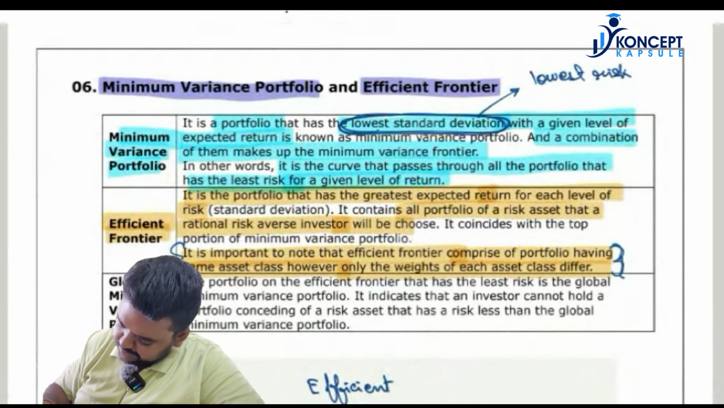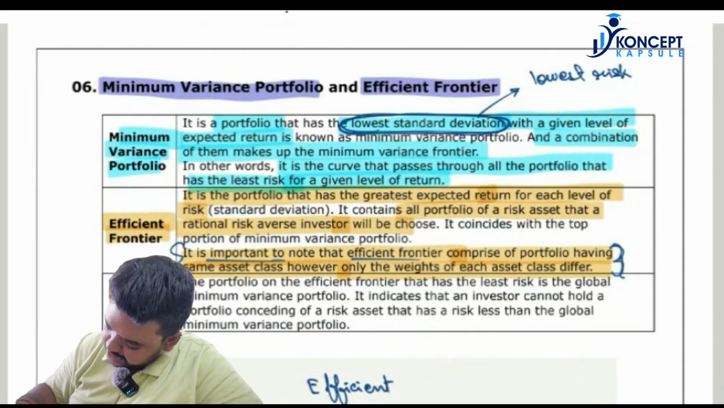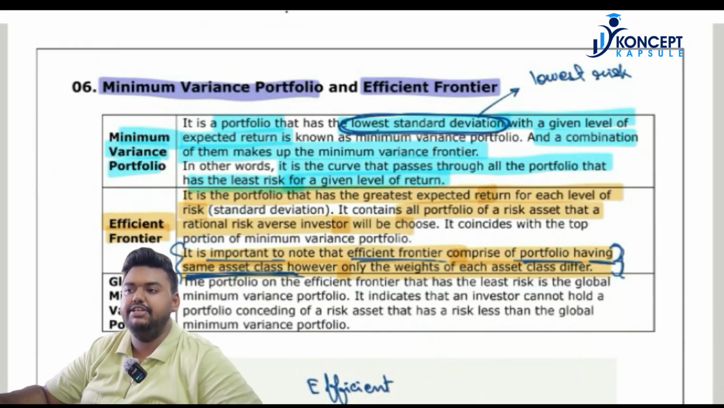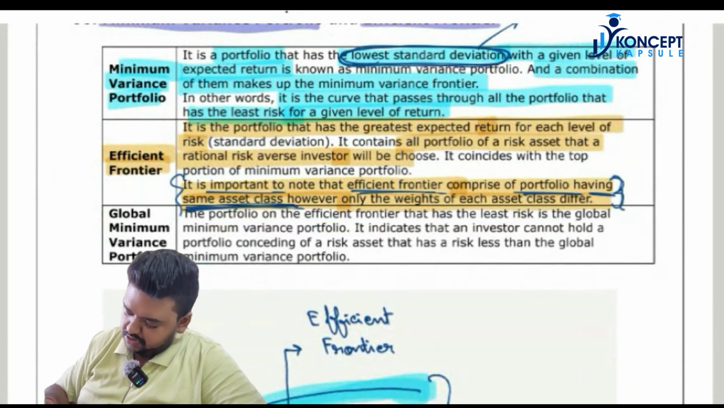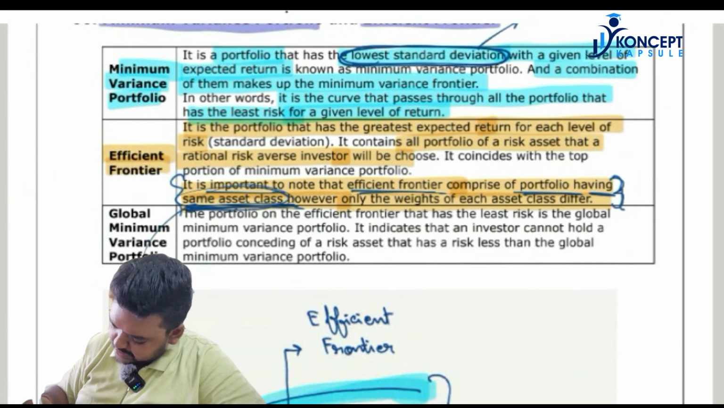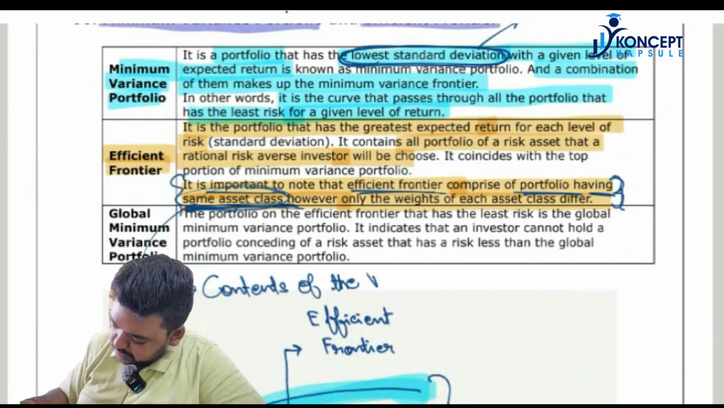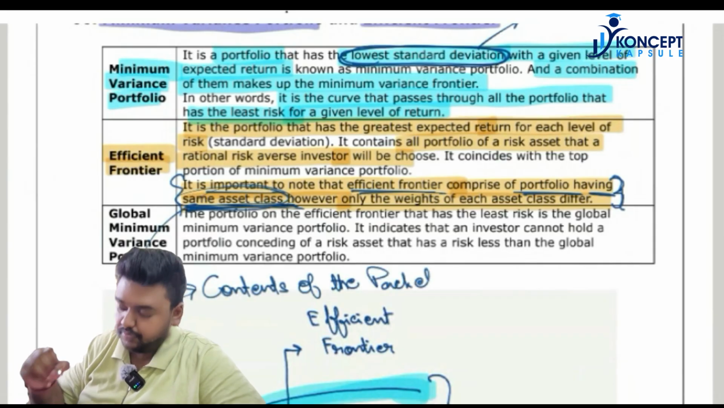It is important to note that the efficient frontier comprises portfolios having the same asset class. What is same asset class? Nothing but the contents of the packet. Are we clear?